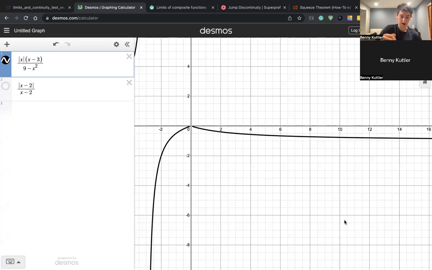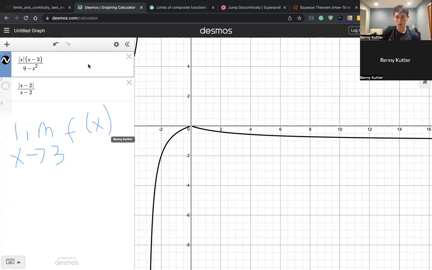So imagine that we have this graph. This function over here is the absolute value of x times x minus 3, over 9 minus x squared. Say that we wanted to find the limit as x approaches 3, which can be written like this: the limit as x approaches 3, and let's call this f of x.